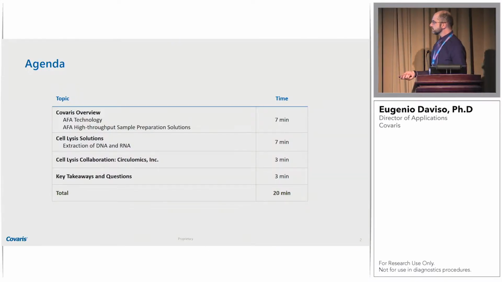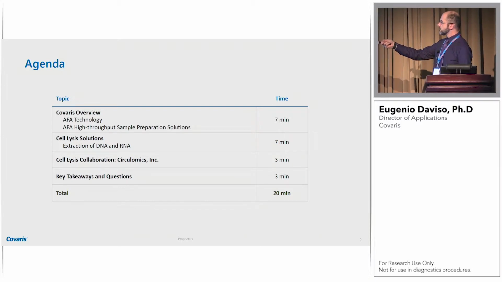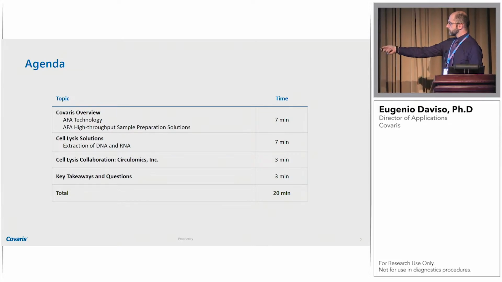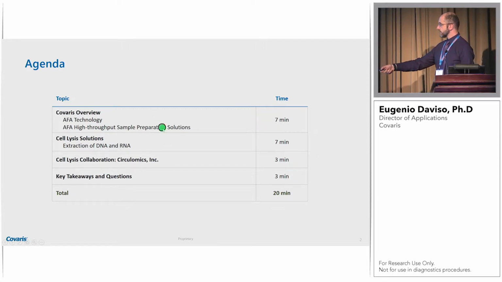So the agenda is divided in several categories. In the first part, I would like to talk a little bit about the AFA technology overview and present the scalable solution that we worked on in the past year. Then we will jump into cell lysis solution, where I will show the data that we collected about DNA, high molecular weight DNA, and RNA extraction, intact RNA extraction.